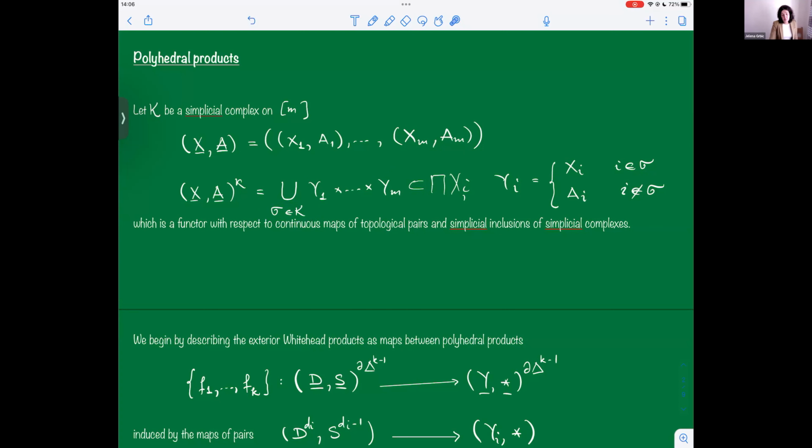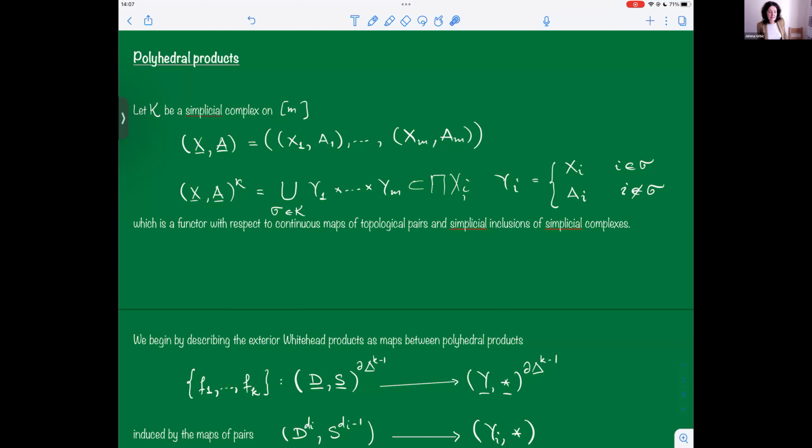Okay, so in categorical terms, we can say that a polyhedral product is a functor with respect to continuous maps of topological pairs and simplicial inclusions of simplicial complexes.